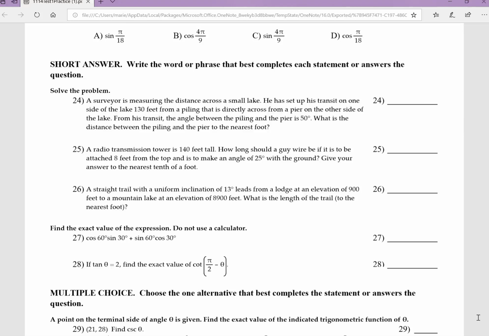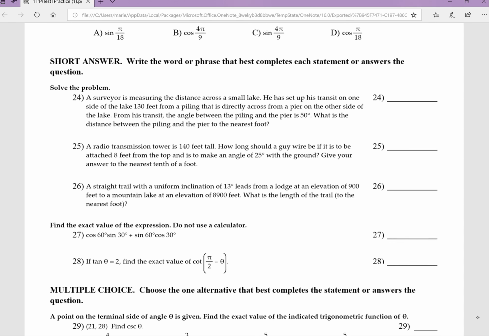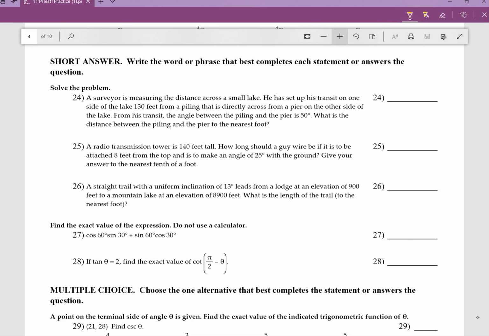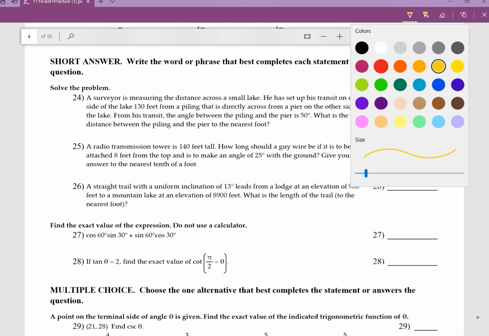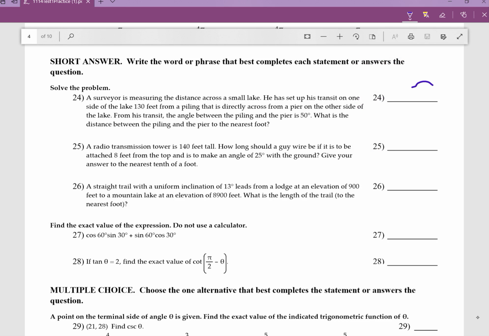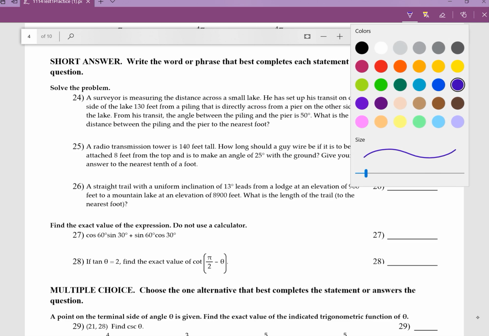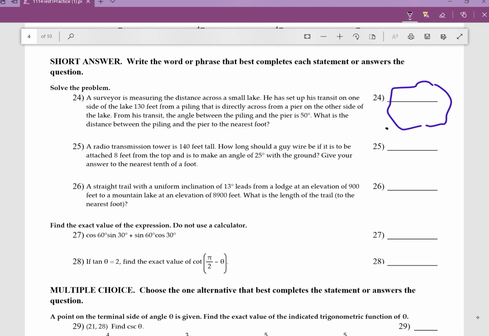Alright, so here are the other word problems. When you read this question, you'll notice it says a surveyor is measuring the distance across a lake. He set up a transit on one side of the lake. So imagine if there's some lake. Alright, so there's a lake sitting here somehow, and pretty much he's setting up some sort of transit here.